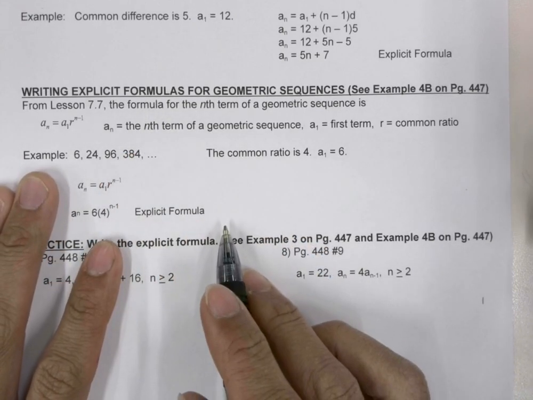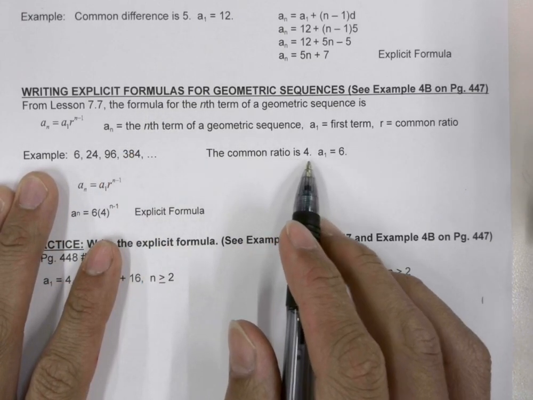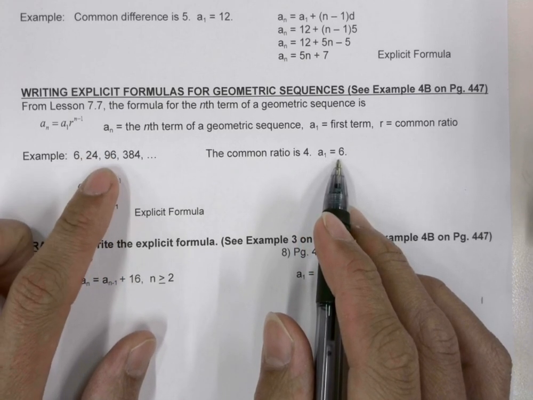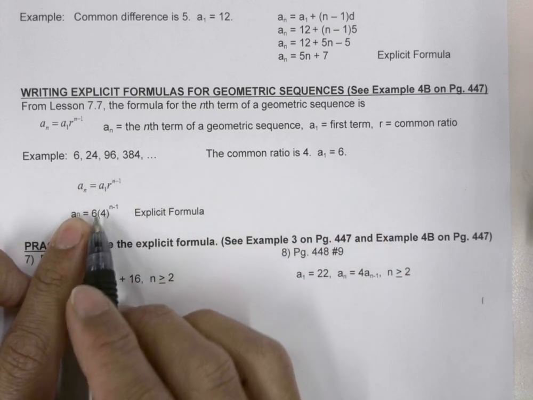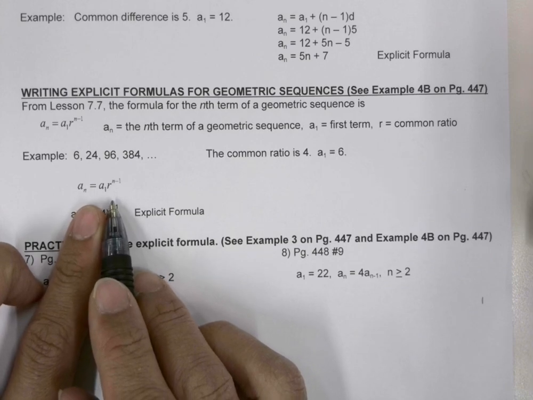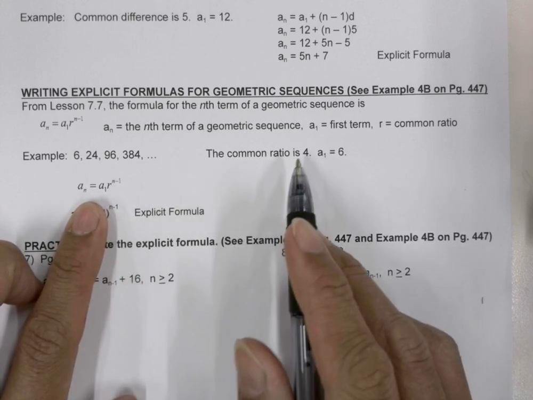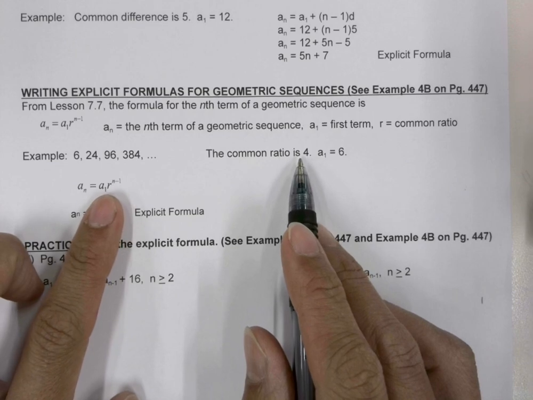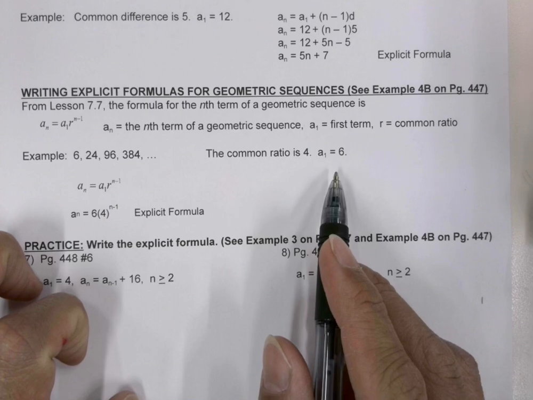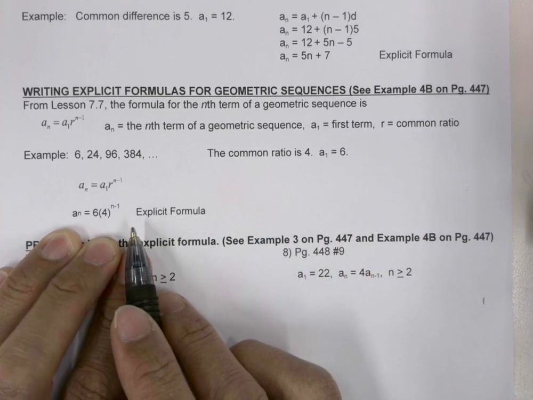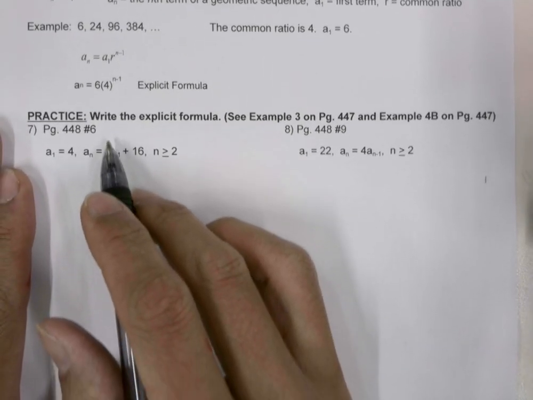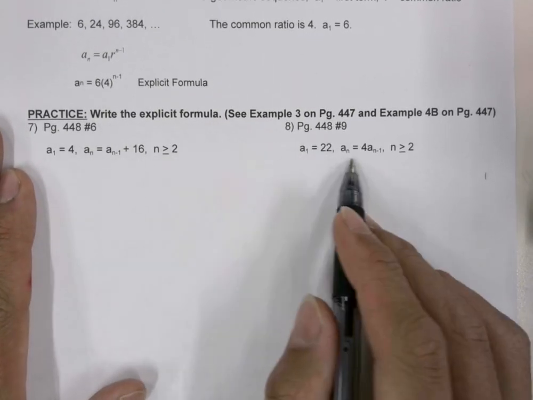So in these problems where you're given a common ratio and a sub 1 in a geometric sequence, like this is here, all we need to do is start with the formula for the nth term of a geometric sequence, and plug in 4 for r and 6 for a, and we get the explicit formula. So let's go ahead and practice that here. Write the explicit formula for both of these problems.